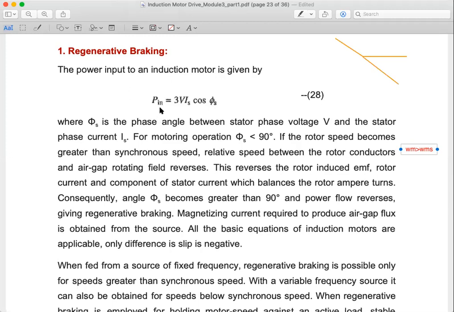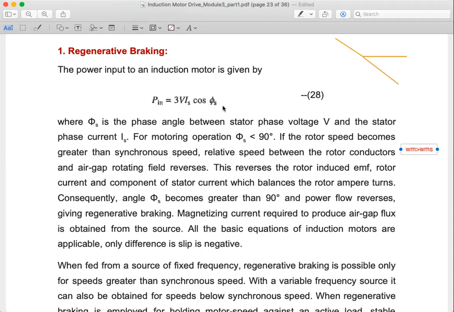This is the motor's power equation, which is 3 V Is cos phi s. So V is the voltage, Is is the stator current. V is stator phase voltage and Is is stator phase current. So phi s is the angle between stator phase voltage and stator phase current.